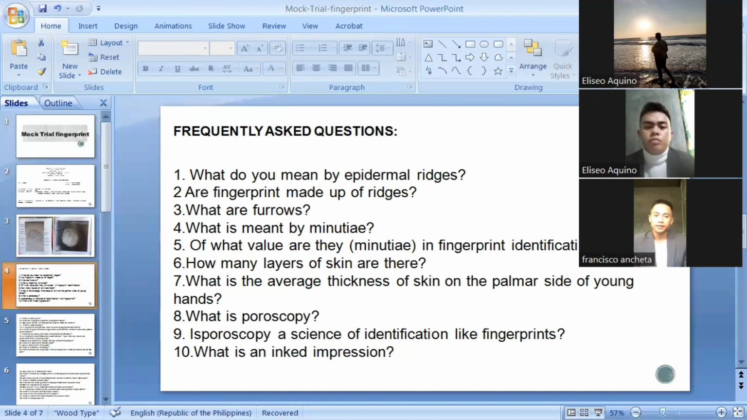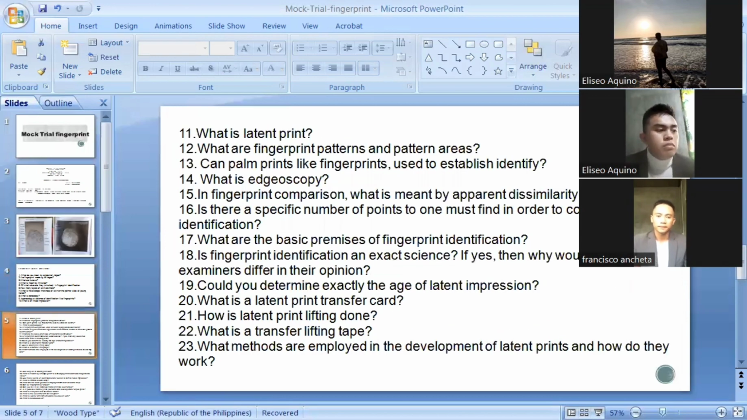What is ink impression? It is the intentional recording of the friction ridge skin using black printer's ink in a fingerprint ruler. The ridge characteristics of a particular individual can be formally recorded on a standard fingerprint card. Next one is, what is latent print? Latent prints are usually invisible to the naked eye and require additional processing in order to be seen. This processing can include basic powder techniques or the use of chemicals.